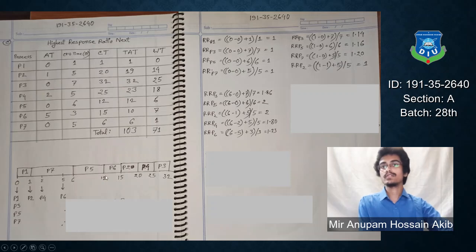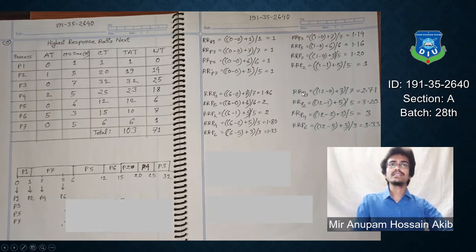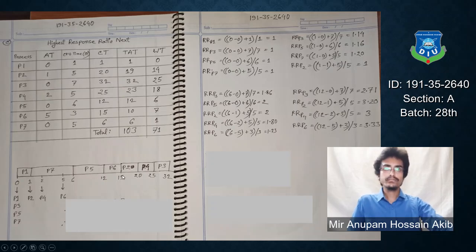P5 is executed for 6 milliseconds, as the CPU time of P5 was 6. Now we have P3, P2, P4 and P6. They have already come, so we find their response ratios. Here the maximum response ratio is 3.33, for P6. So we execute P6 now, and P6 is executed.